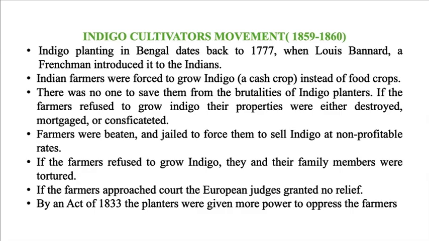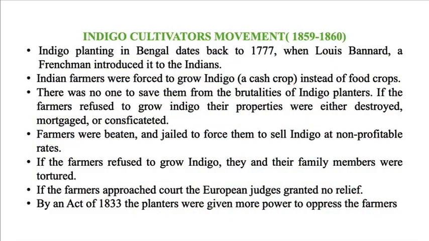One important fact which needs to be told about indigo is that the farmers were very reluctant to cultivate indigo, and the reason was, once it is cultivated, the field becomes infertile, and that was the most important reason why the farmers were not very keen on cultivating indigo. But in that case, the Indian farmers were forced to grow indigo, which comes under the category of a cash crop instead of food crops.